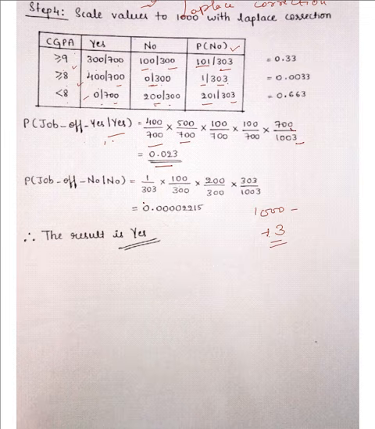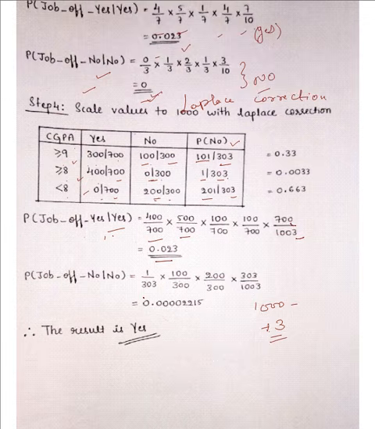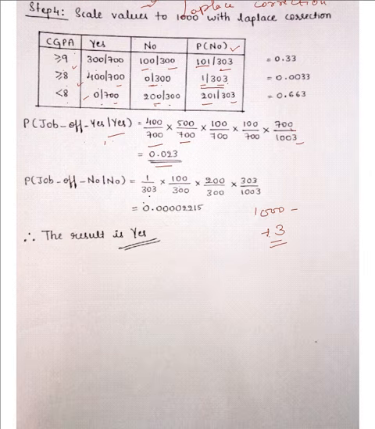The total instances is what? Totally we have here how many? For job offer no, we had 0 by 3. If you observe here, we have 0 by 3. So we added one instance there. So it will be what? Job offer for CGPA greater than or equal to 9, no. We have here probability of no is 1 by 303 into 2. Next is what? 100 by 300.